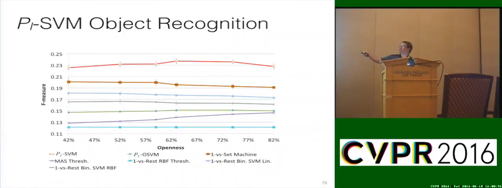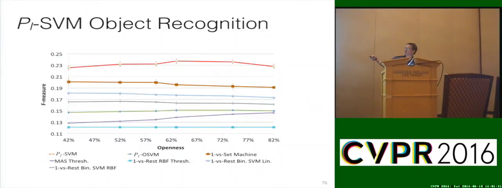Oh, 1B set is orange. So here's 1B set, which we said before was the better algorithm. We actually included more comparisons in this because people wanted to see other kinds of things. So we have one versus rest SVMs with RBF thresholding and multi-attribute space. So using our multi-attribute space SVM normalization, what difference does that make? But here was the 1B set machine, which was the best algorithm we had until this time.